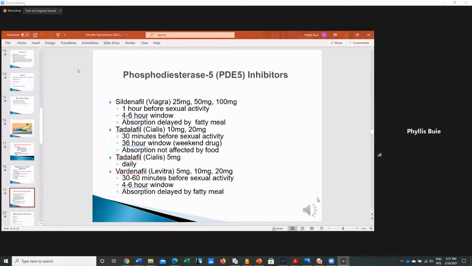So we've already talked a little bit about the PDE5 inhibitors. They have about a 4 to a 6 hour window that Viagra does. Now you have to be careful with these medications if they're taking any type of blood pressure medicines, particularly nitroglycerin. You do not want them to take nitroglycerin with these medications, because it can cause them to have a hypotensive episode.